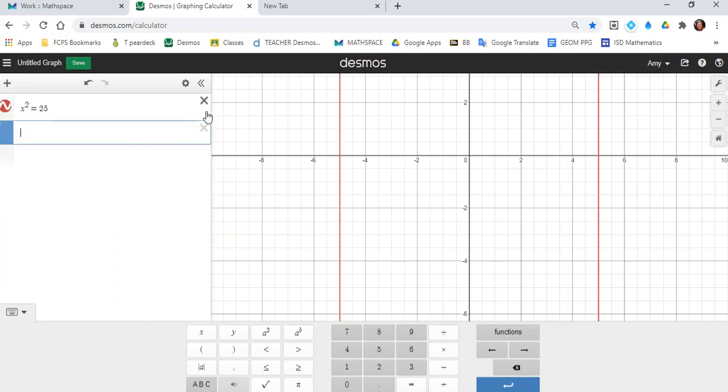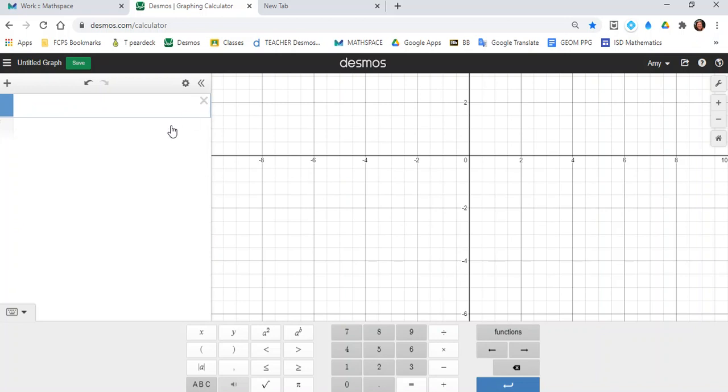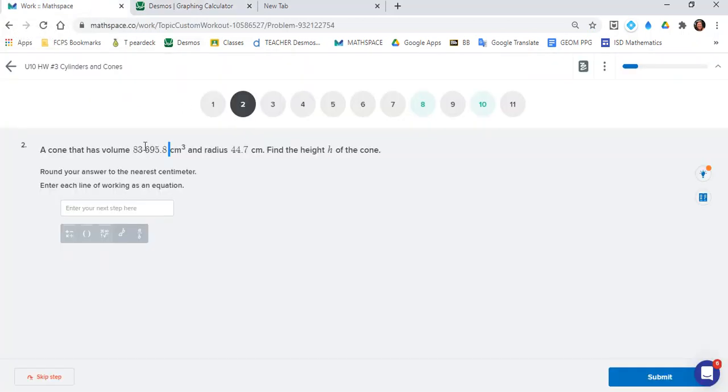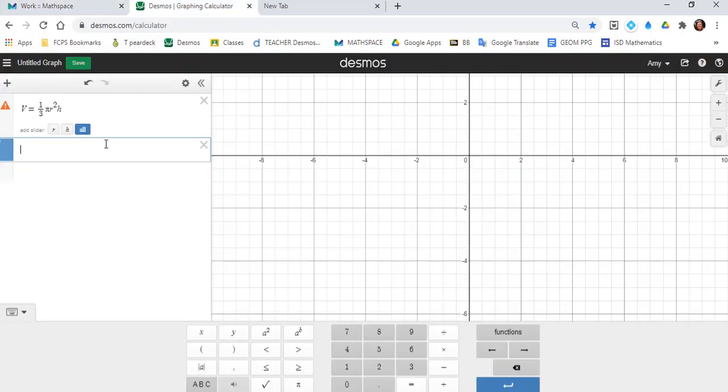My formula for cone volume is V equals 1 divided by 3 pi r squared times h, right? So I'm going to put my h in there. Now I'm going to look at what they give me on this one. My volume is 83,695.8. That's my volume, so I'm going to put it right underneath my V. I'm just substituting it in.